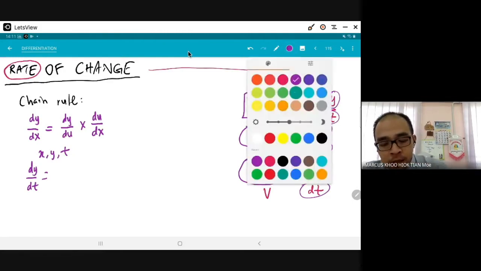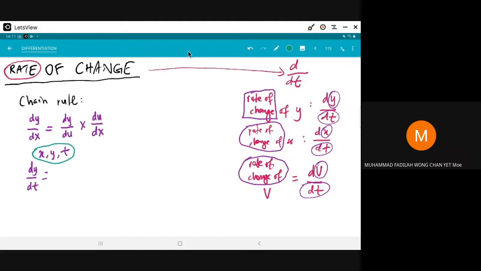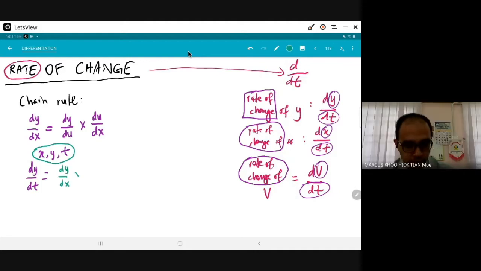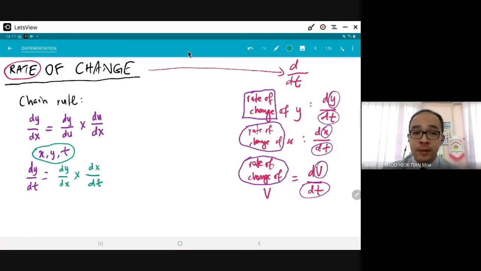Anybody? dy dx times with dx dt. Okay, very good. dy dx times with dx dt. So we always take a look at what we want. We put one on top and the other, and then the one yang merepeat is the third letter.